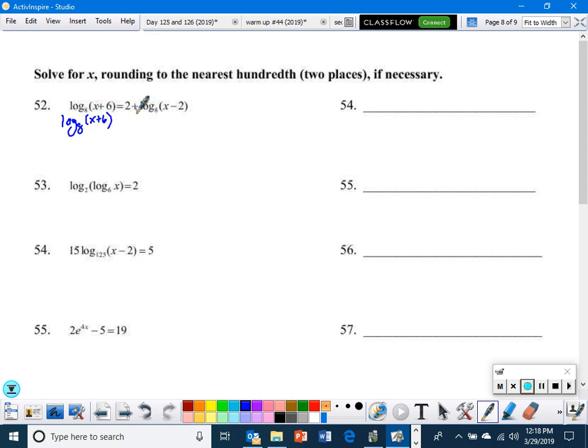Now if I move this to the other side, it's going to become minus log base 8 x minus 2 equals 2. Okay, I moved it from the right to the left and it becomes minus. Now using my properties, that minus sign means it's a quotient. So I've got log base 8 x plus 6 divided by x minus 2 equals 2.